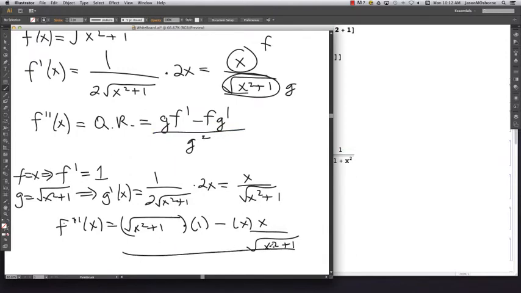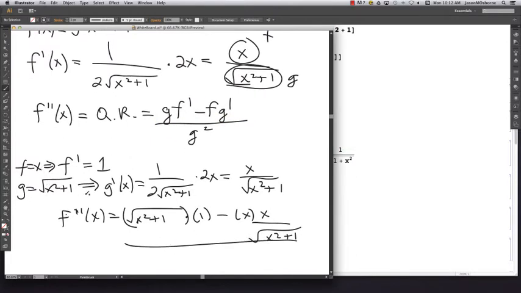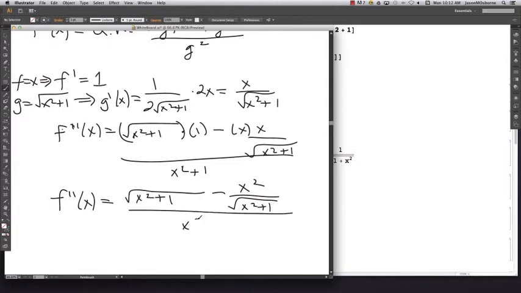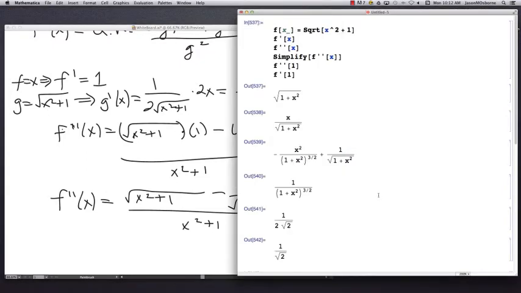And I need to divide all that by g squared. G was the square root, so that would be x squared plus 1. So if I'm writing my answer for f double prime of x a little bit neater, it would be the square root of x squared plus 1 minus x squared divided by the square root of x squared plus 1, all over x squared plus 1. Now that's the answer I'm going to write. Here's the answer that Wolfram Alpha might have given you, or this is the simplified answer.